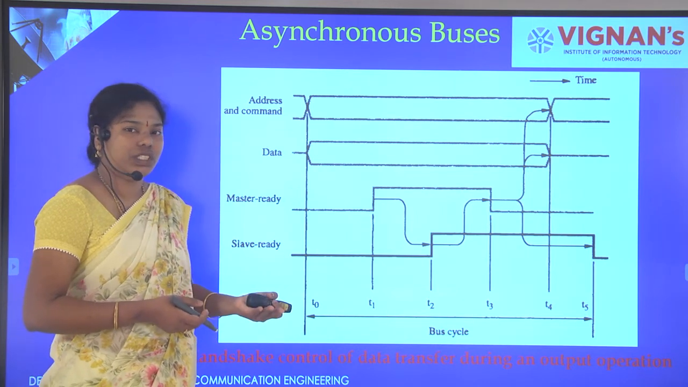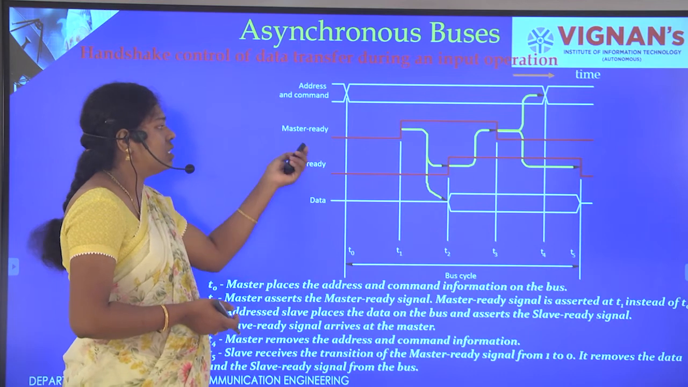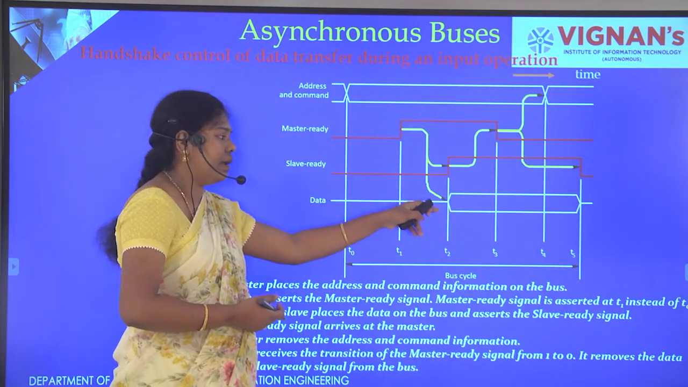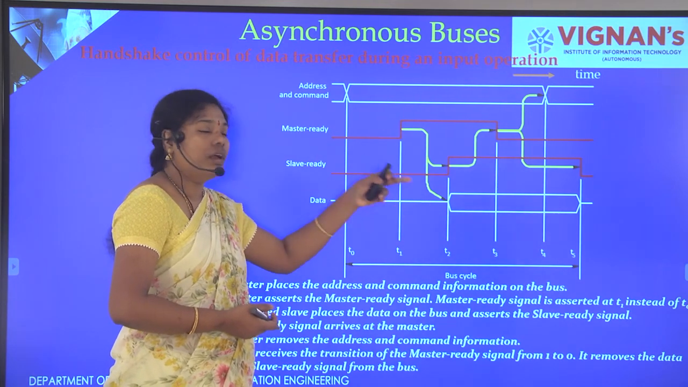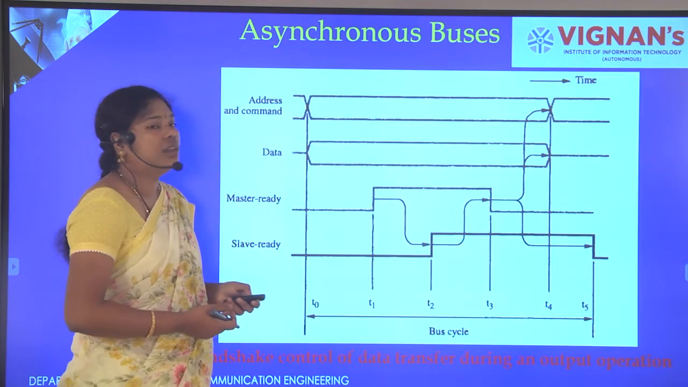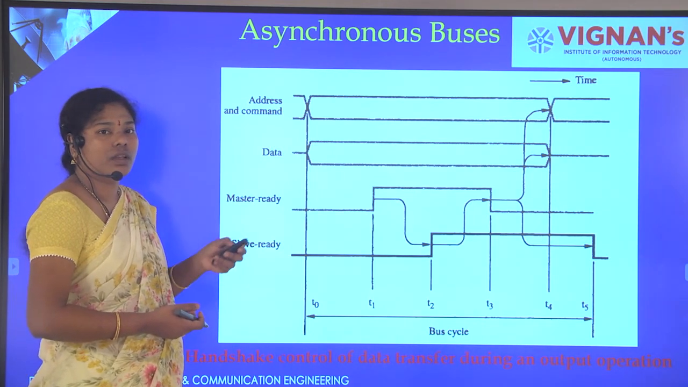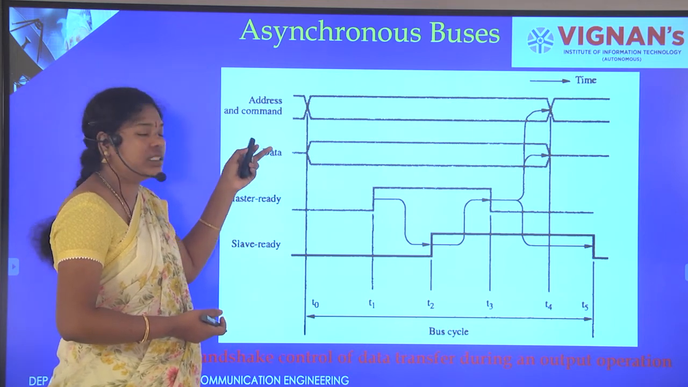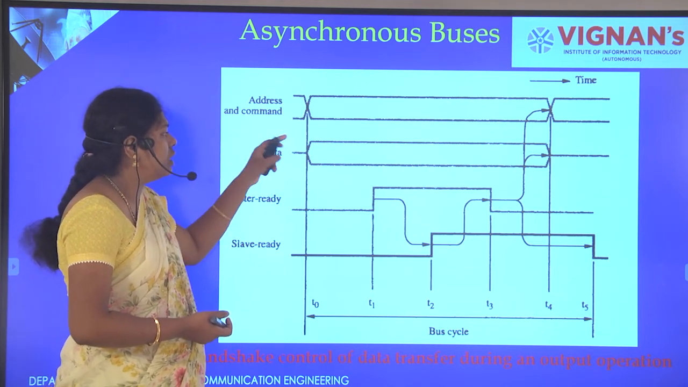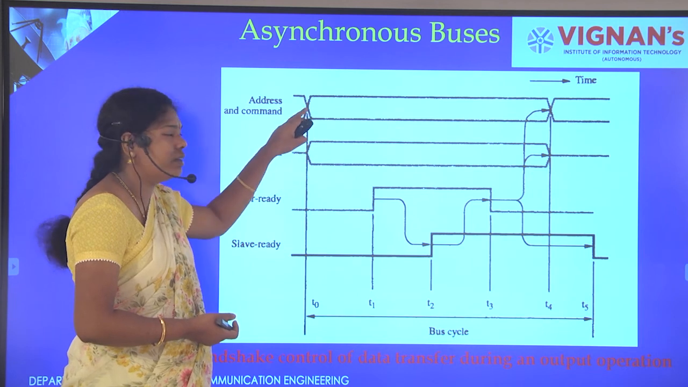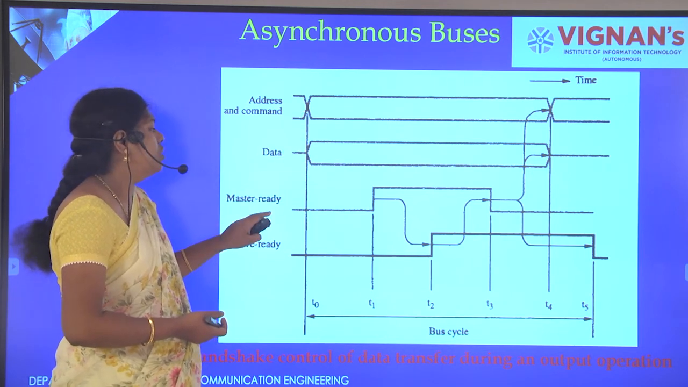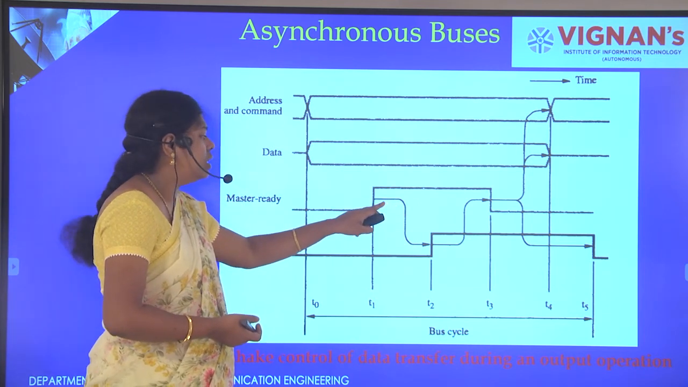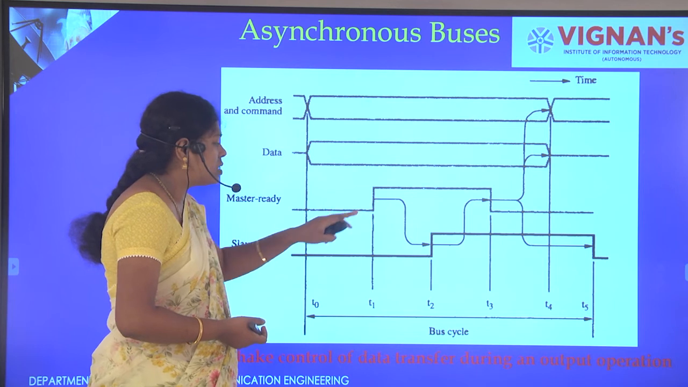If it is a read operation, the master has to read the data from the external device, so it will take time. For a write operation, the data itself is ready with the master, so it is available at the time of address and command only. Now the master ready signal will be asserted.